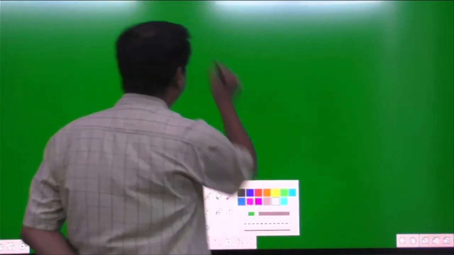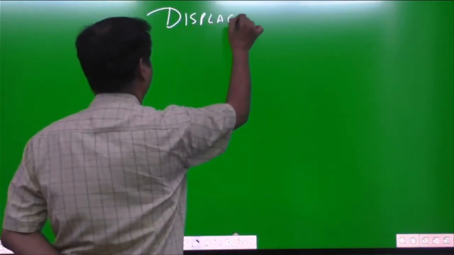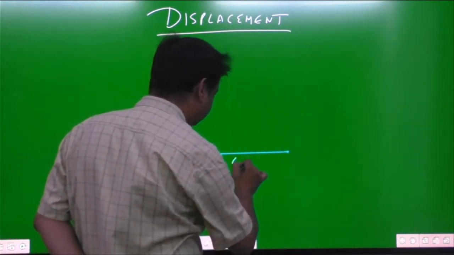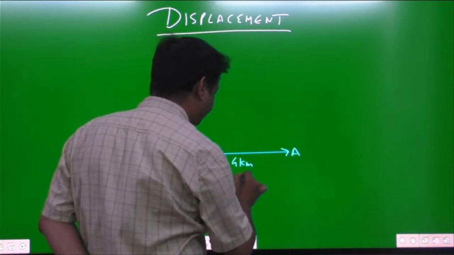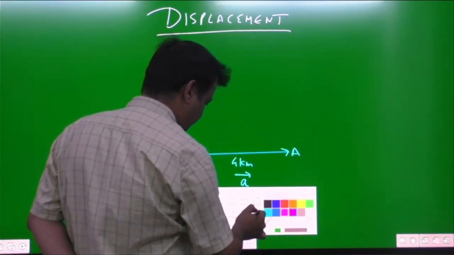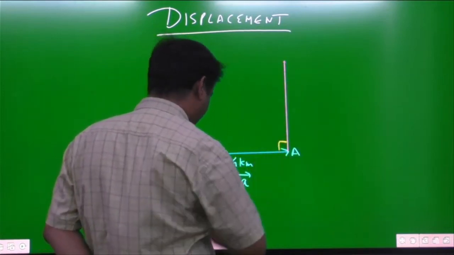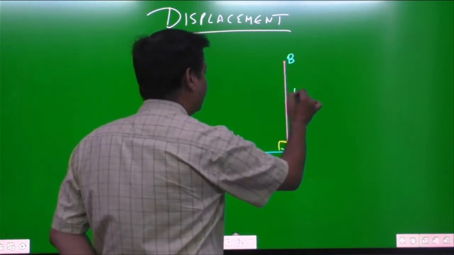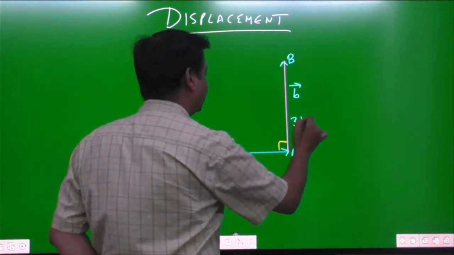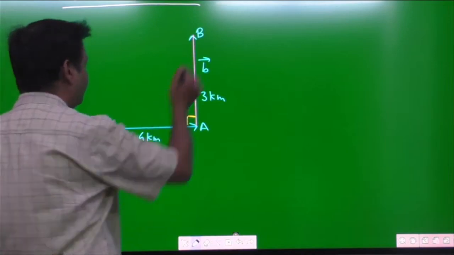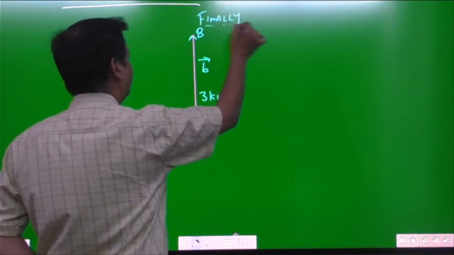We know displacement is a vector quantity, right? We all know displacement is a vector quantity. Now suppose you are standing at a point O and you walked 4 kilometers till a point A. This is your displacement A, vector A. Then you took a perpendicular turn. From A, you took a perpendicular turn, okay? And you walked up to a point B covering a displacement vector B of 3 kilometer, correct? So initially you were here at a point O and finally you are at a point B, correct?